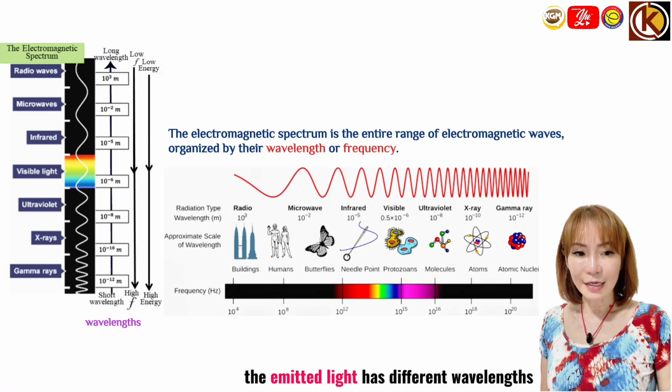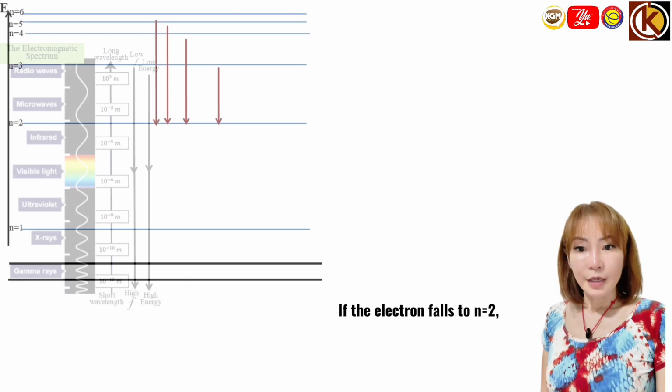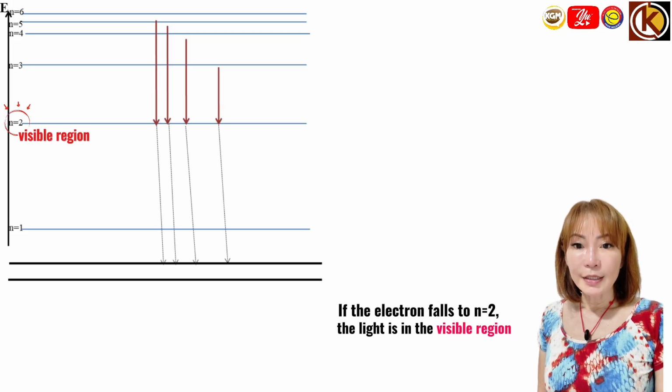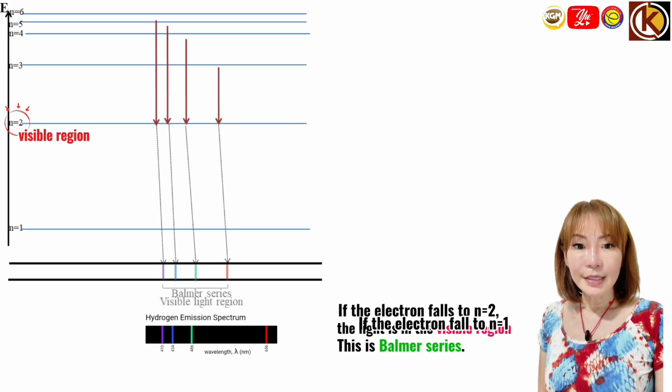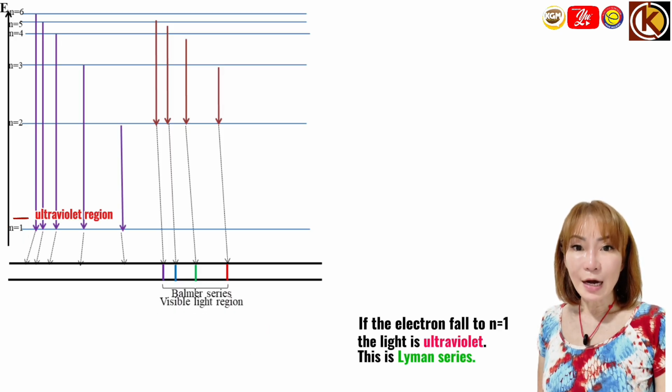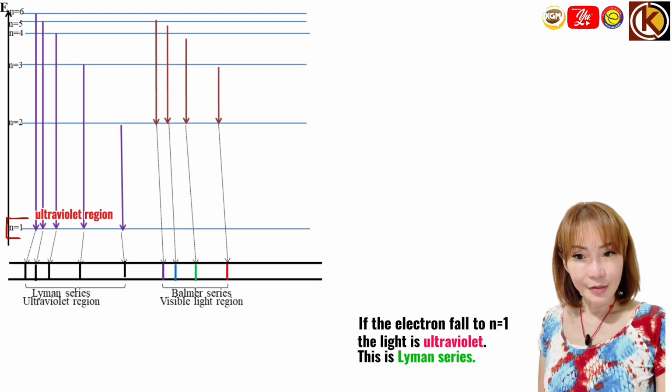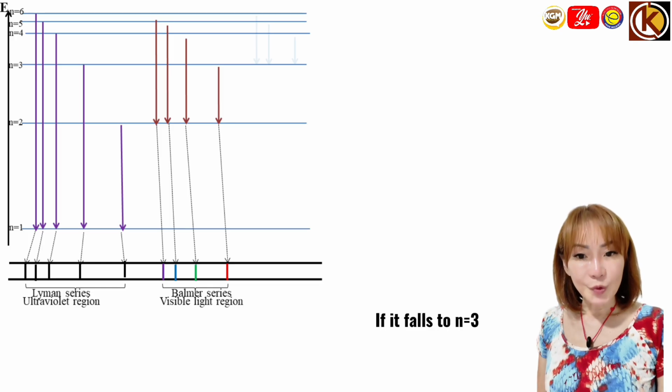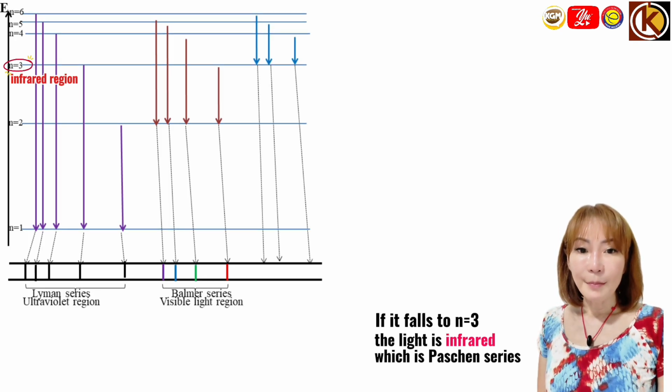The emitted light has different wavelengths. If the electron falls to n equals 2, the light is in the visible region. This is the Balmer series. If the electron falls to n equals 1, the light is ultraviolet. This is the Lyman series. If it falls to n equals 3, the light is infrared, which is the Paschen series.